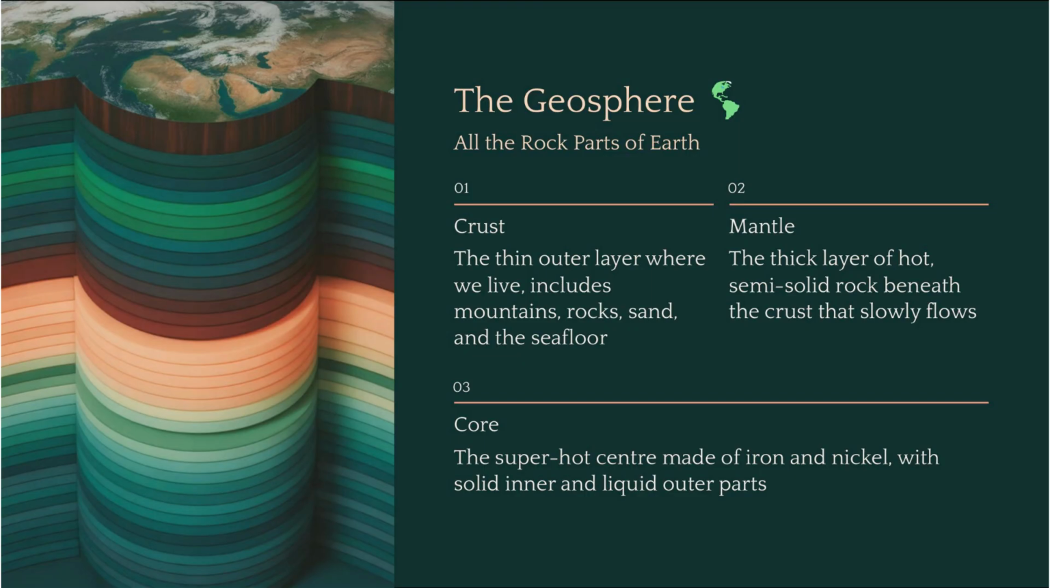Let's start with the ground beneath our feet, the geosphere. This is the part of the planet that feels solid. It includes all the rocks you can see, like mountains and canyons, and all the stuff you can't, like the gooey mantle and the super hot iron core. So, when you're thinking about volcanoes, earthquakes, the seafloor, or even just the sand on a beach, you're thinking about the geosphere. It's the land part of our planet.